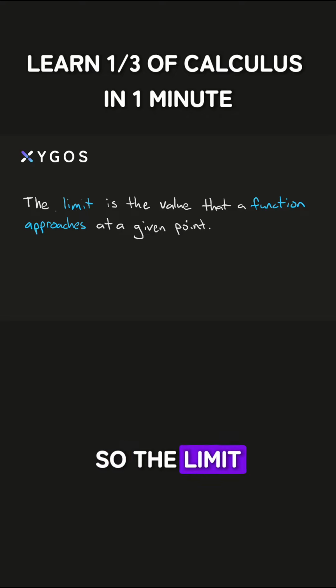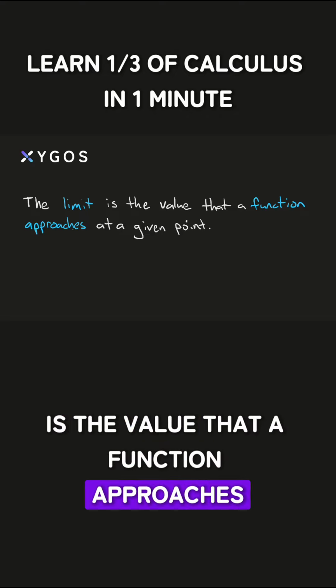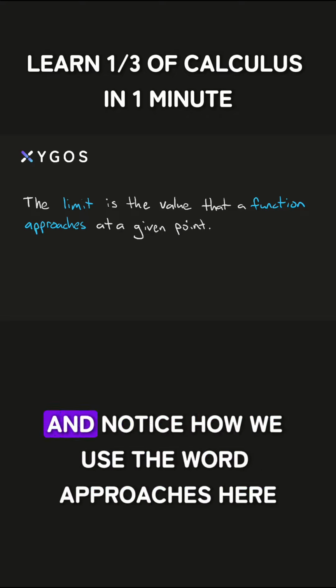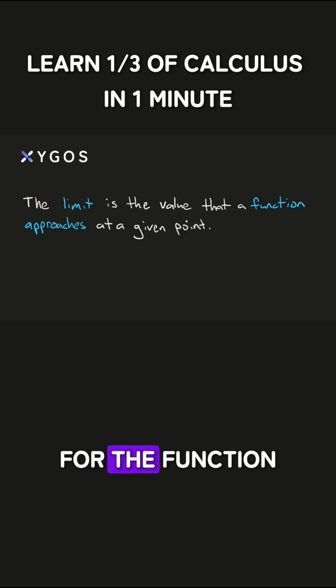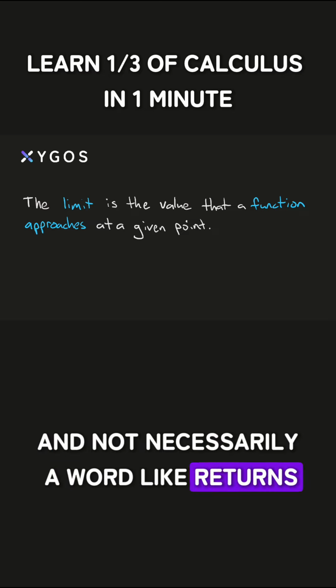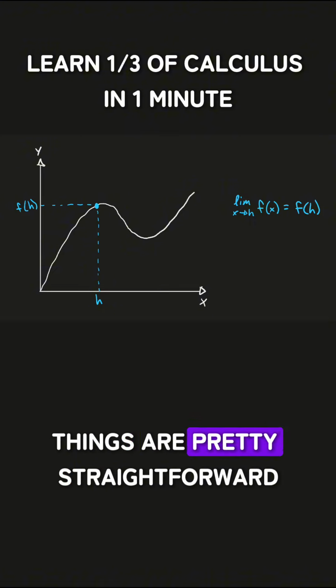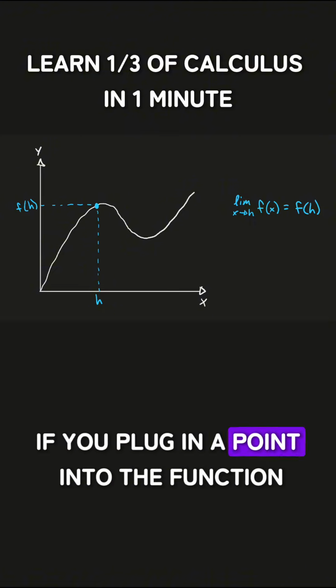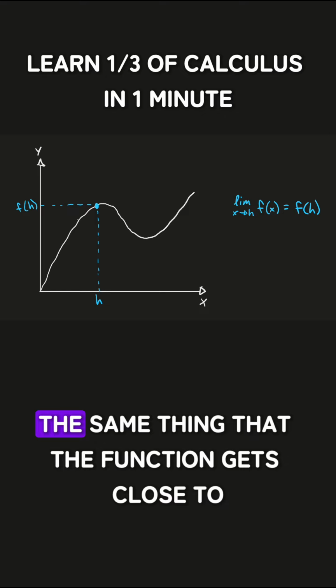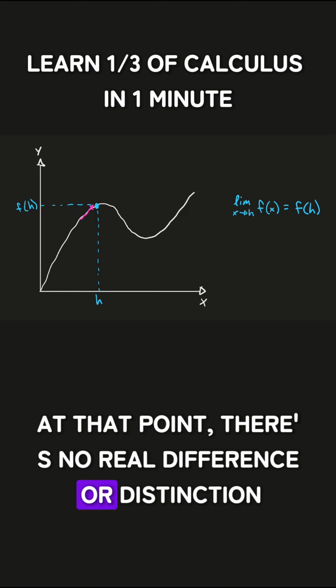So the limit is the value that a function approaches at a given point. And notice how we use the word approaches here for the function, and not necessarily a word like returns. Pay attention to this detail. So with most functions, things are pretty straightforward. If you plug in a point into the function, that value is the same thing that the function gets close to at that point. There's no real difference or distinction.